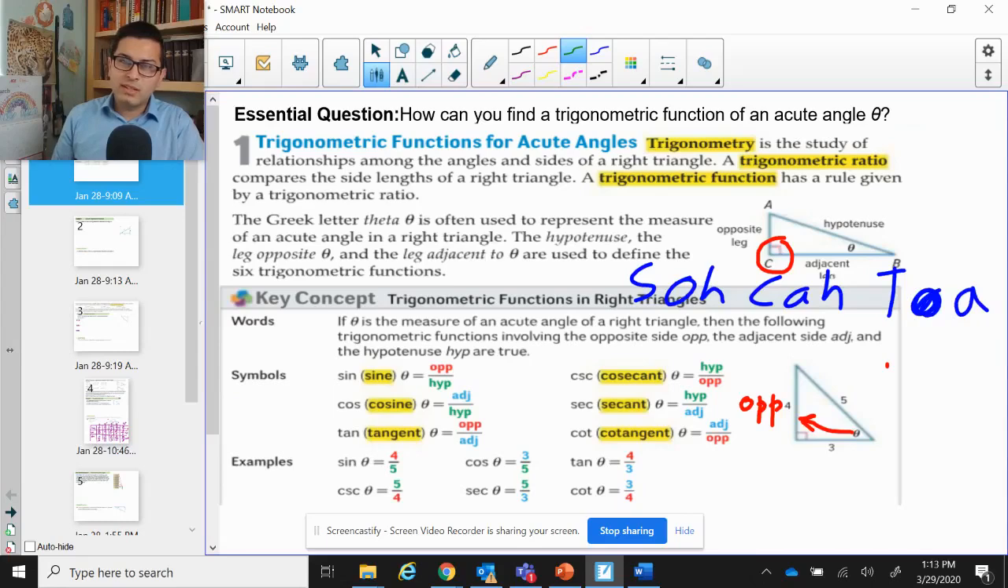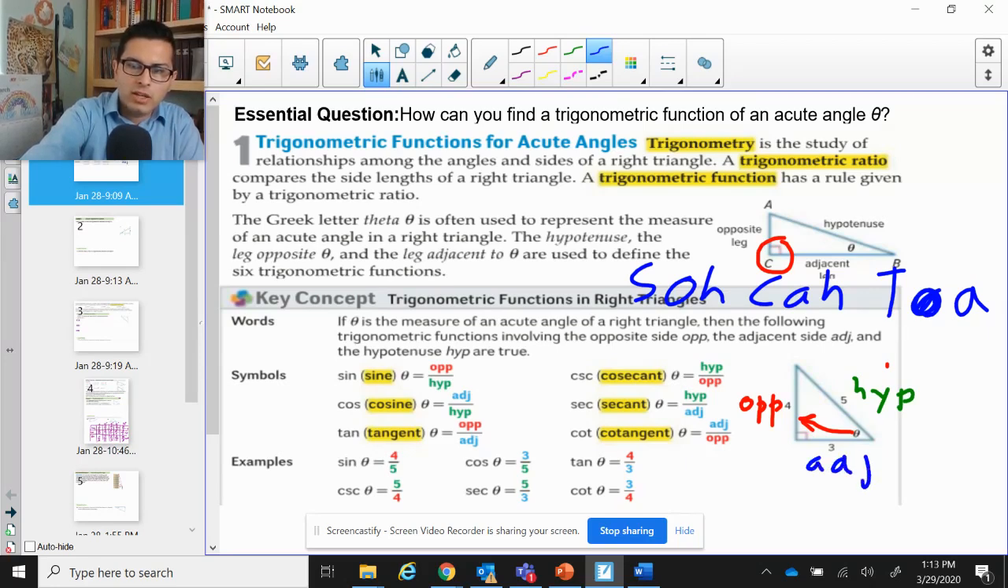5, on the other hand, that's going to be our hypotenuse. So we're going to call it HYP. And now 3, that leaves one thing left over, and that is going to be our adjacent side. So we're going to call that ADJ, adjacent. So now that we have everything labeled, we can actually fill out our examples.